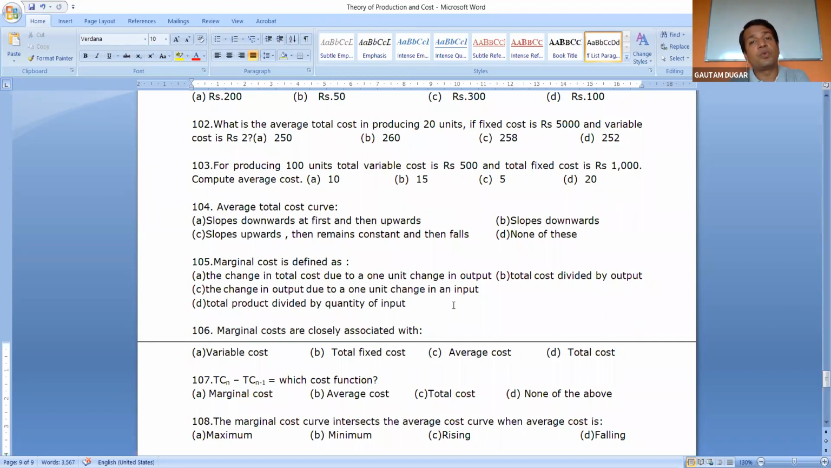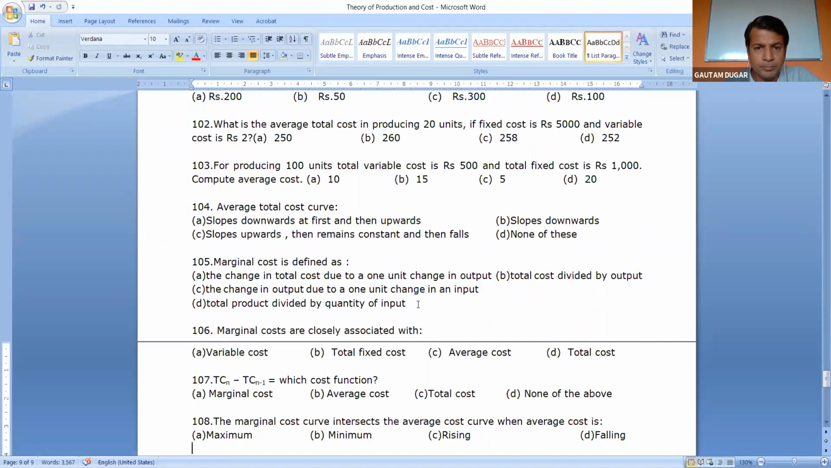Now comes marginal cost. We know what marginal cost is: the additional cost incurred to produce an additional unit of the commodity. The extra cost that is incurred in making one extra unit of the commodity is called marginal cost. That is TCn minus TCn-1, or it is the change in total cost divided by the change in output. So option A, yes, the right answer. The change in total cost due to 1 unit change in output.